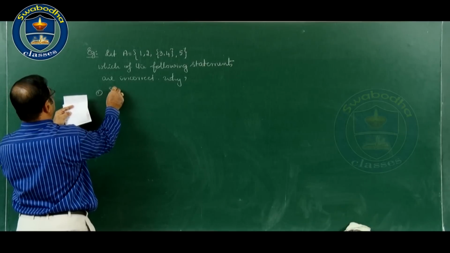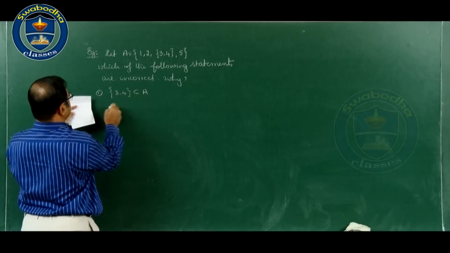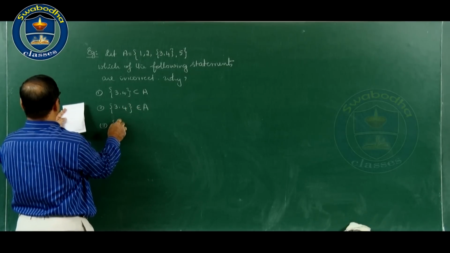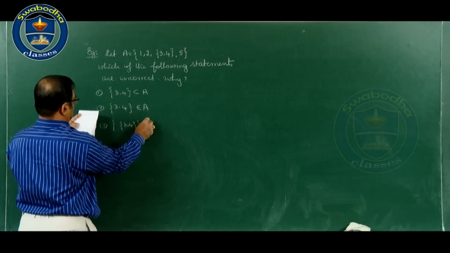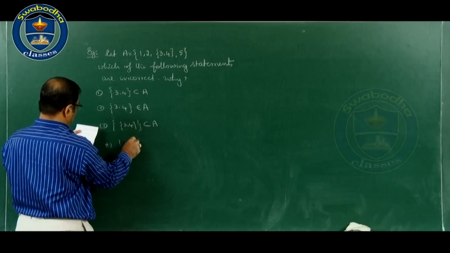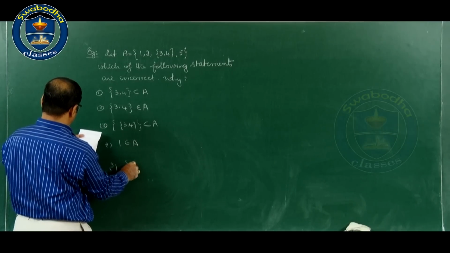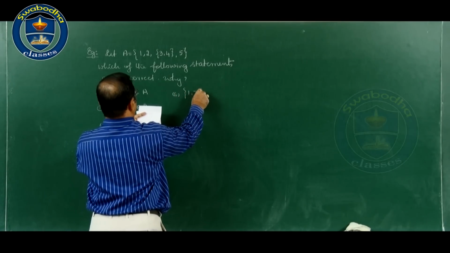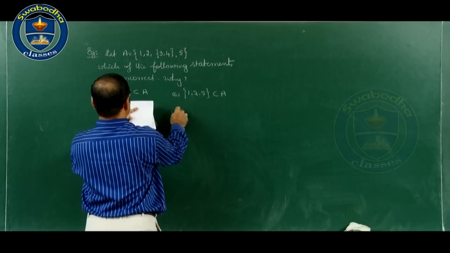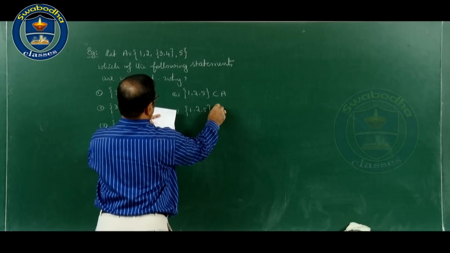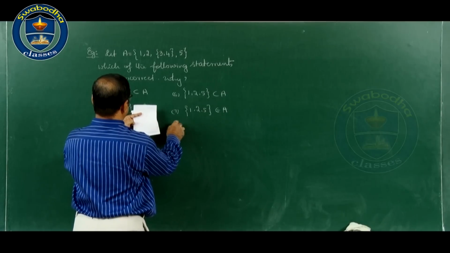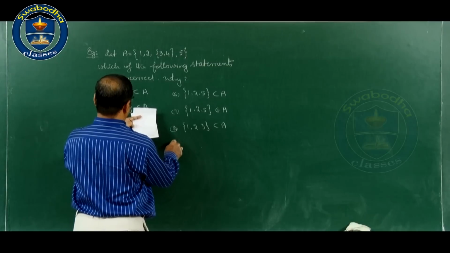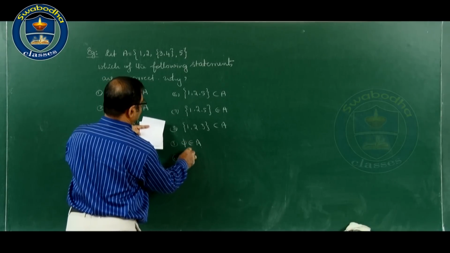See, 1: {3, 4} is a subset of A. 2: {3, 4} belongs to A. 3: {{3, 4}} is a subset of A. 4: 1 belongs to A. 5: 1 is a subset of A. 6: {1, 2, 5} is a subset of A. 7: {1, 2, 5} belongs to A. 8: {1, 2, 3} is a subset of A. Then the null set belongs to A. The null set is a subset of A.